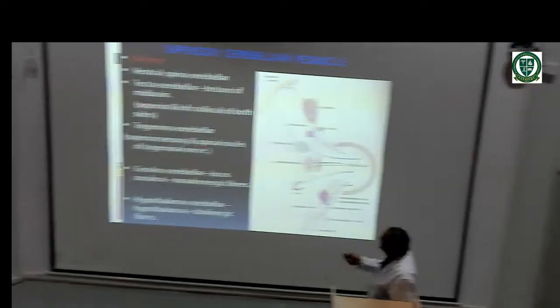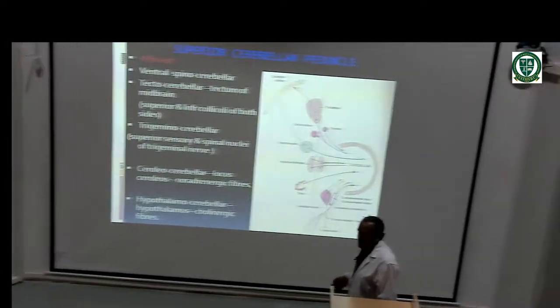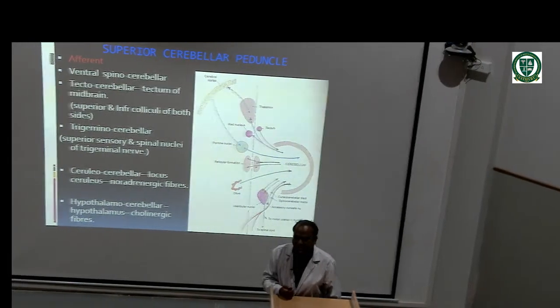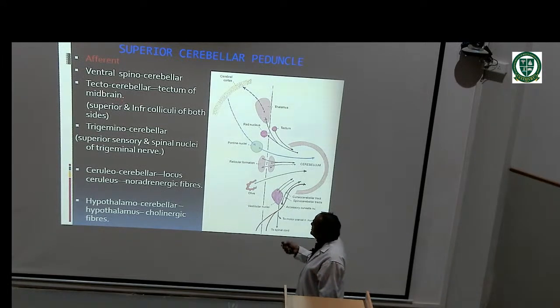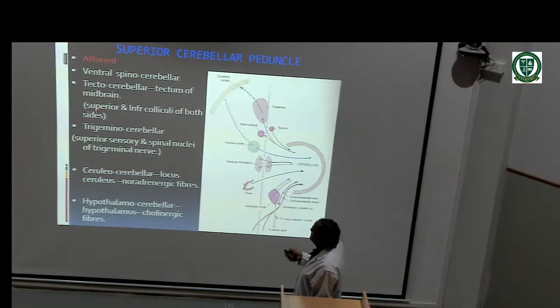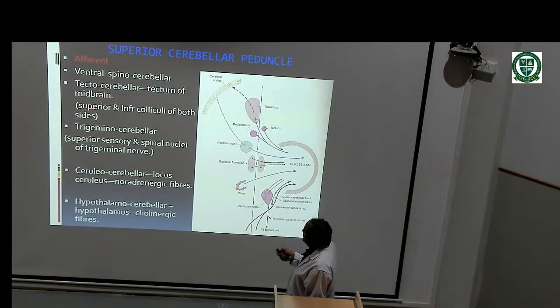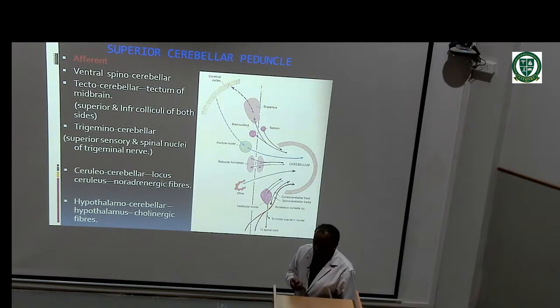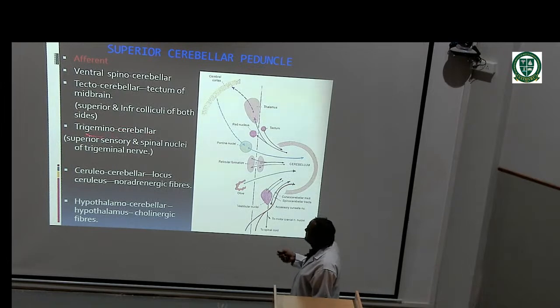Okay, so next, tectocerebellar fibers. Tectum, where do you get the tectum? It is present in the midbrain. So from the tectum of the midbrain, these fibers arise and they will end up in the cerebellum. The tectum, mainly from the superior and inferior colliculi of both sides, these fibers arise.